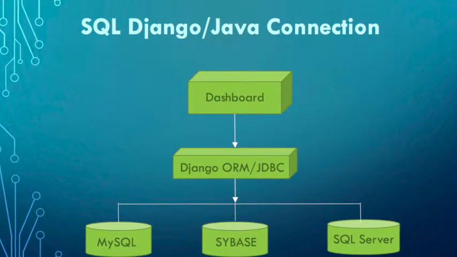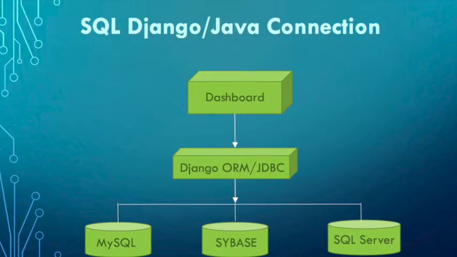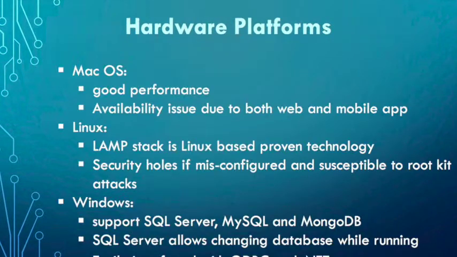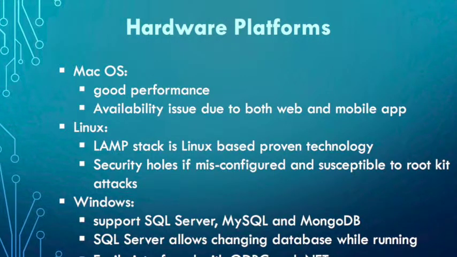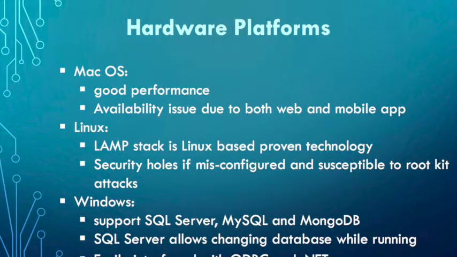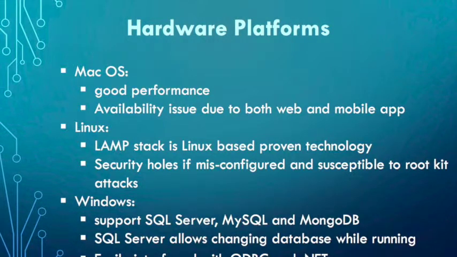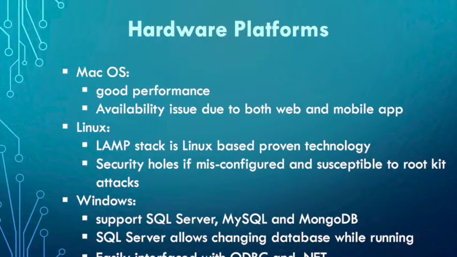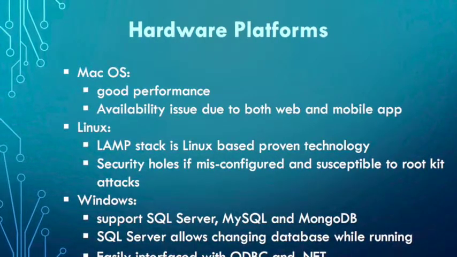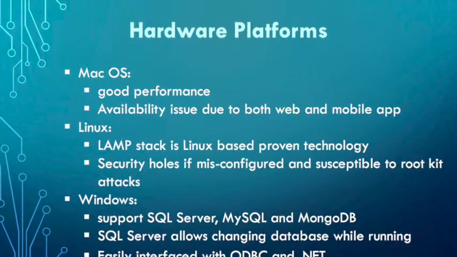So hardware platforms, as we see, we have Mac, which is very powerful, but since we're building both web and mobile applications, availability becomes a limitation. It could be an issue here, as the mobile app will actually use Windows to build it. And Linux, as we know, is very powerful, but the security holes could be an issue if it's not configured correctly, and also the rootkit attacks.